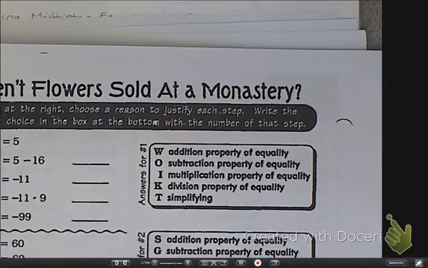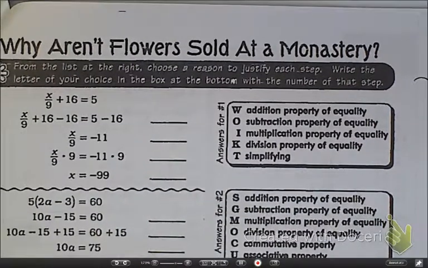And so essentially, if I can bring this back over here, what we're going to try and do is pair up some of these answers that we have over here in these blanks so that we can correctly match which step of the process we're on. And so for the first one, it says x divided by 9 plus 16 equals 5.